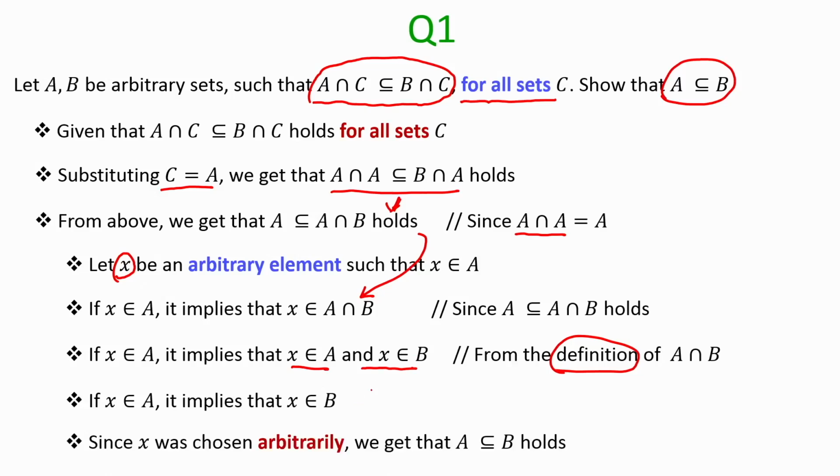So, what I have established here is that if I start with an arbitrary element x which is present in the set A, I have established that it is present in the set B as well, and since x was chosen arbitrarily here, this is true for any element x that you choose from the set A, and hence I get the conclusion that A is a subset of B. Okay.